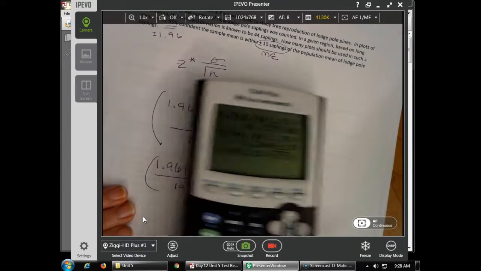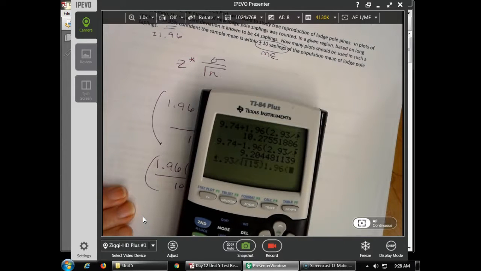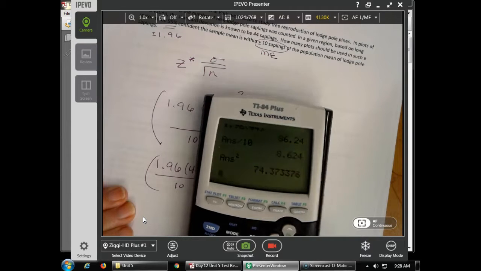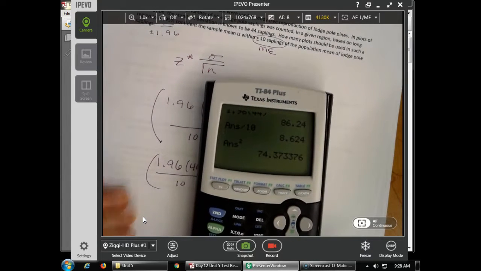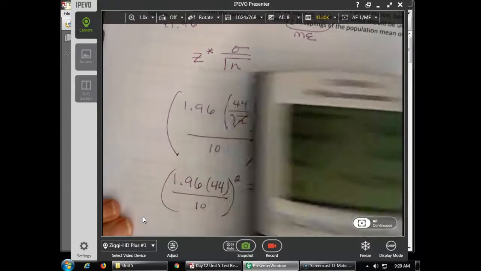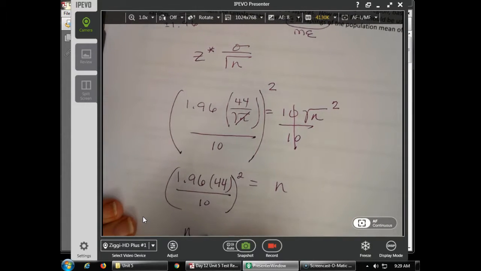So let's look and see what that looks like in the calculator. 1.96 times 44, get that value, divide by 10, and square it. And you always round up, so I'm going to say 75 saplings. I don't know if y'all can even see that. So n is going to be 75 saplings.